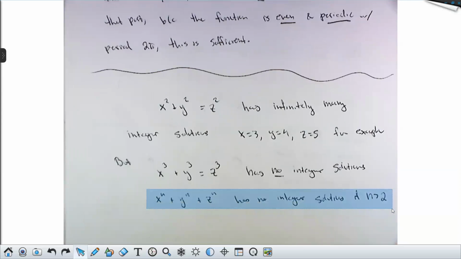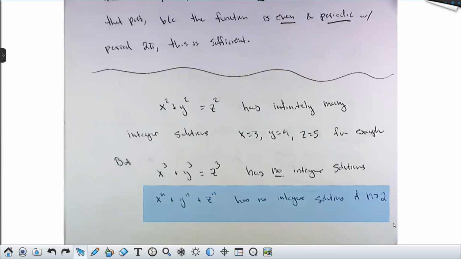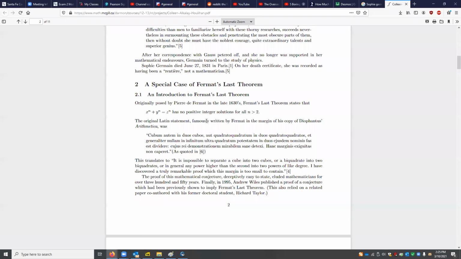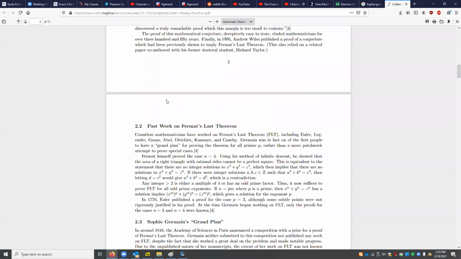This was an open problem. Pierre de Fermat, a French mathematician, claimed to have a proof of this theorem hundreds of years ago, but he never published it. And it took until 1996 when a man named Andrew Wiles, using techniques from algebraic geometry, which is a very modern field of math that definitely did not exist back in Fermat's time, finally came up with a proof. But Sophie Germain was able to prove a few special cases like this one. She was able to prove that this equation has no integer solutions. So I would talk a little bit about her work with Fermat's last theorem.